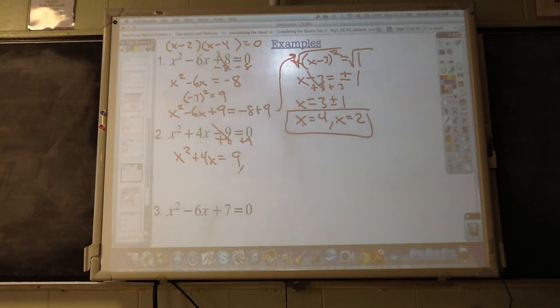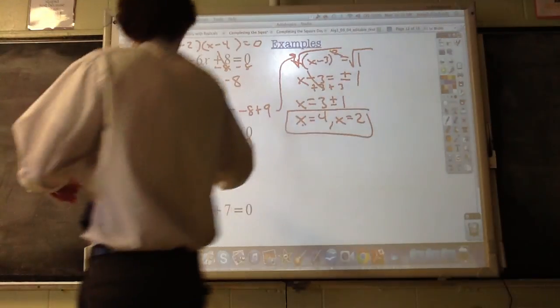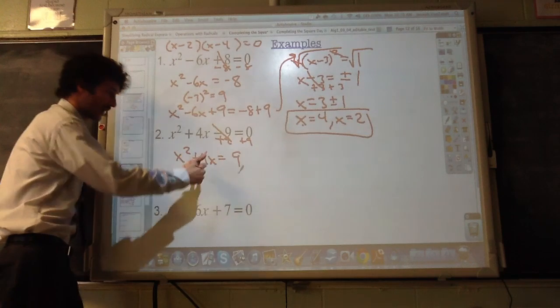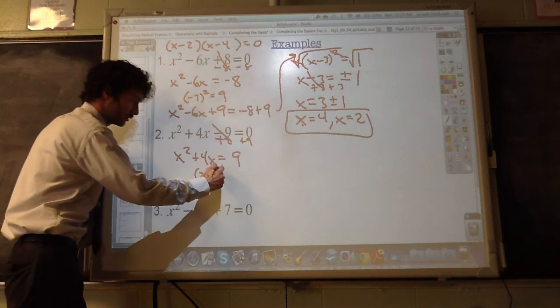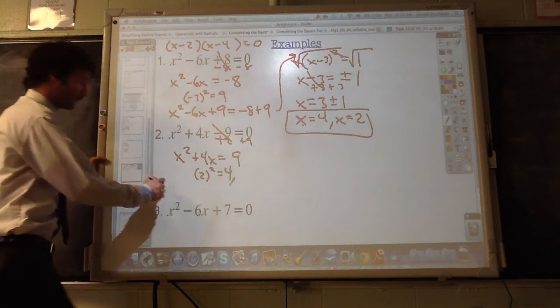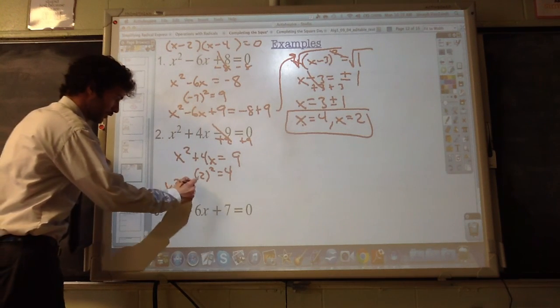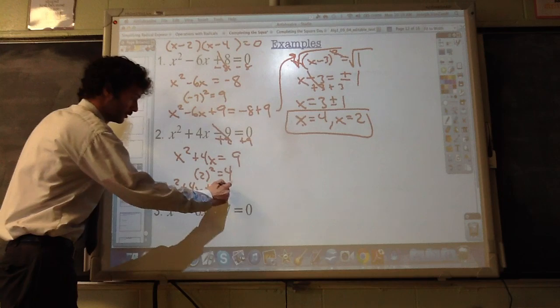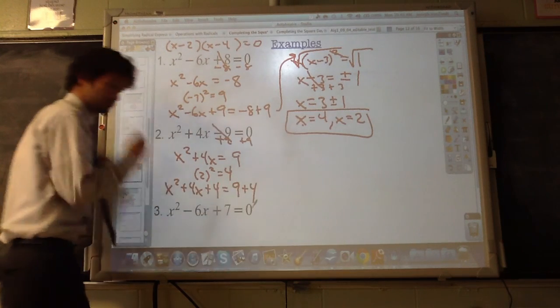Find C, right? Complete the square. Find that value that will make the left-hand side a perfect square trinomial. The way I do that is I take half of this and square it, and that gives me 4. So I need to add 4 to both sides: x squared plus 4x plus 4 equals 9 plus 4.